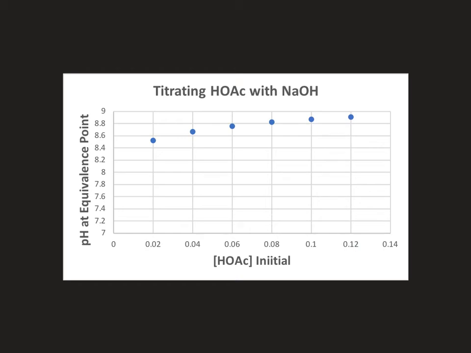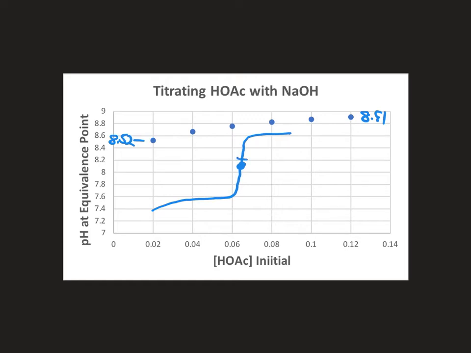And we can see that the pH really doesn't vary that much. At 0.02 molar, our pH is 8.52. At 0.12 molar, our pH is only 8.91. So remember that big rise in pH that we saw? That curve sort of came over like this and then jumped way up with an equivalence point in here.